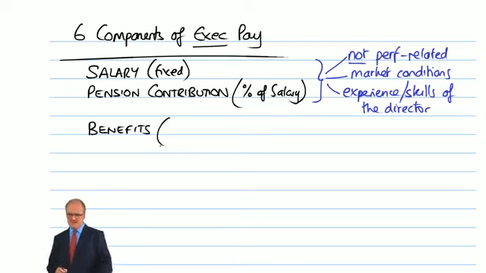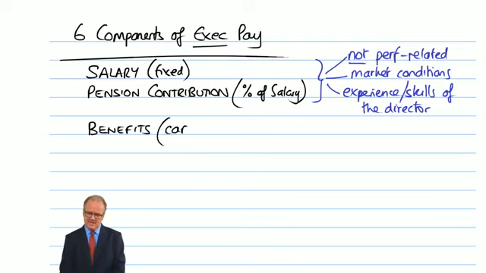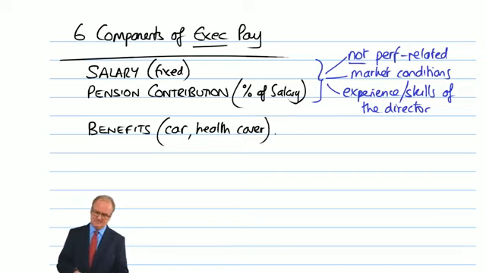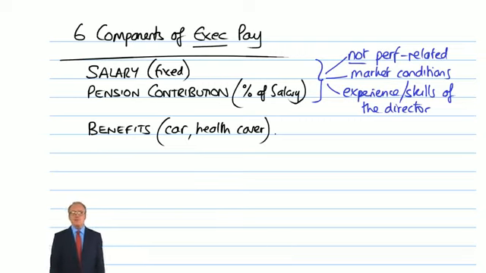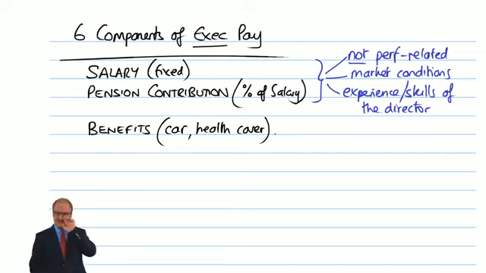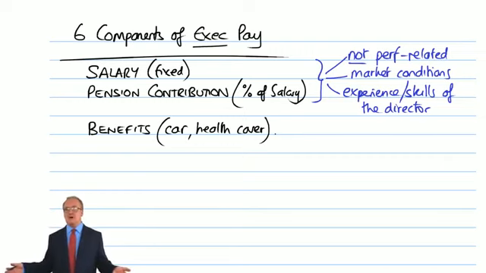We then have benefits, so things like company car, private health cover, and things like that. Benefits are often also set by market expectations. I'd imagine most directors would expect to get a company car as part of their deal, for example.